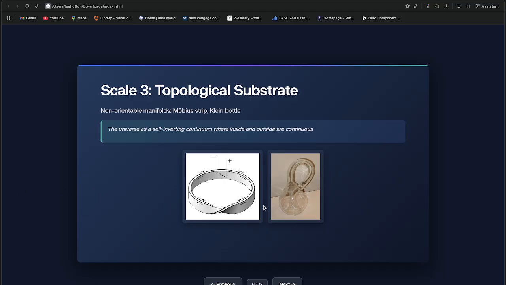Our universe's geometric foundation is non-orientable. Think Möbius strips and Klein bottles, as I said before. The inside and outside blur. There really is no difference, and all points connect via inversion. This continuum underpins space where observer and observed are not strictly separated, but perspective driven within the manifold, right?